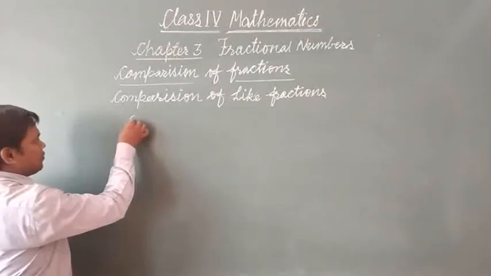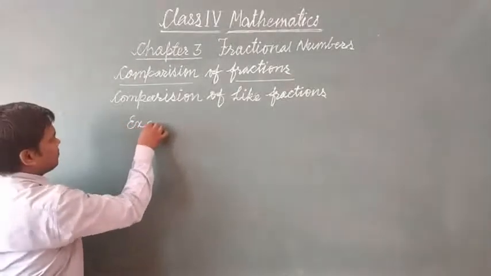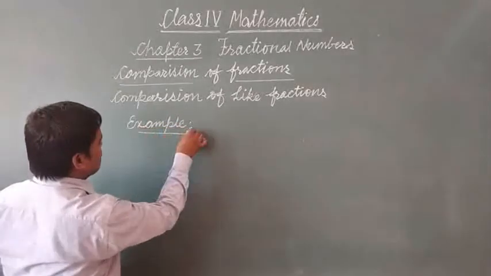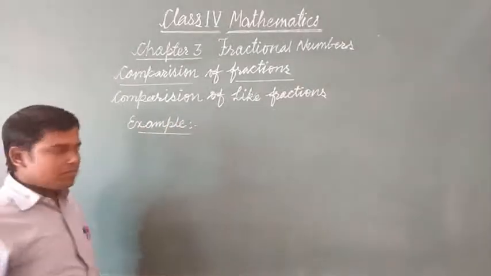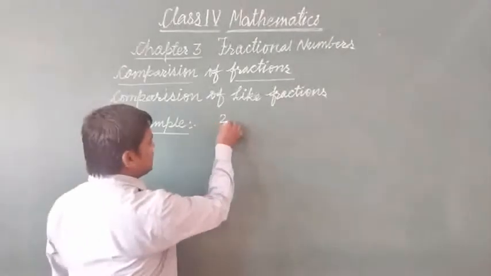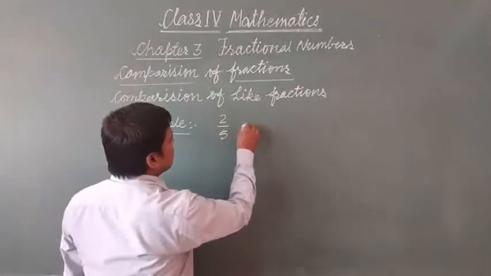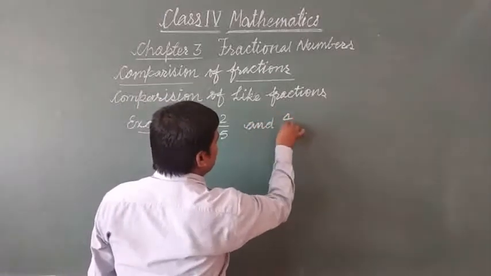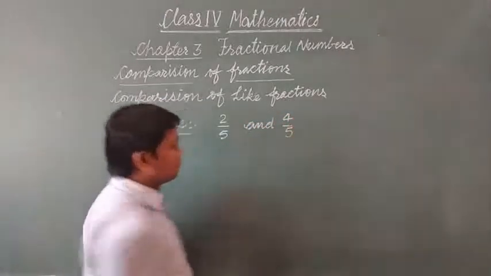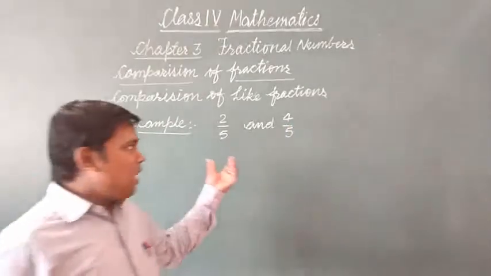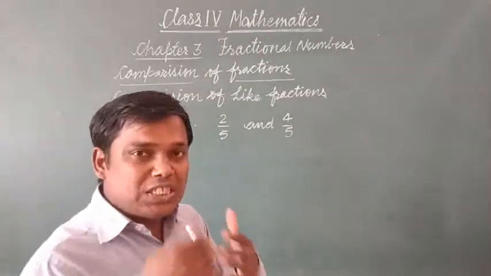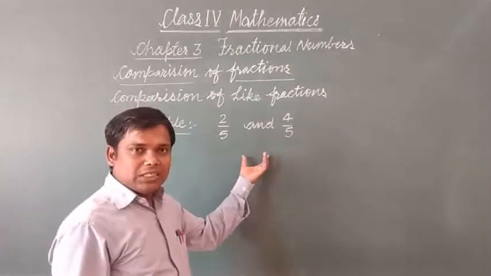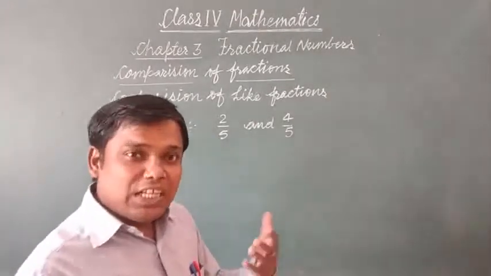Example here, try to understand. First example here I am making, understand. Suppose you have fraction 2 by 5 and 4 by 5. Among these two fractions, which one is greater or which one is smaller, or both fractions are equal or not?